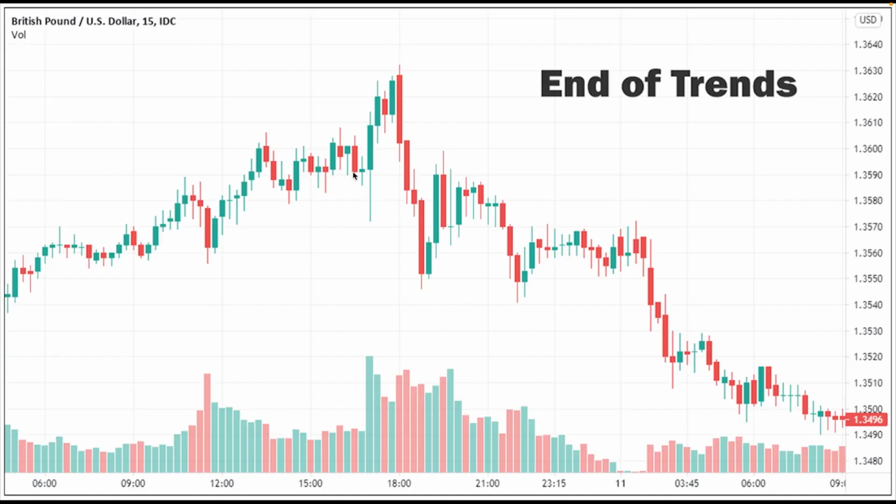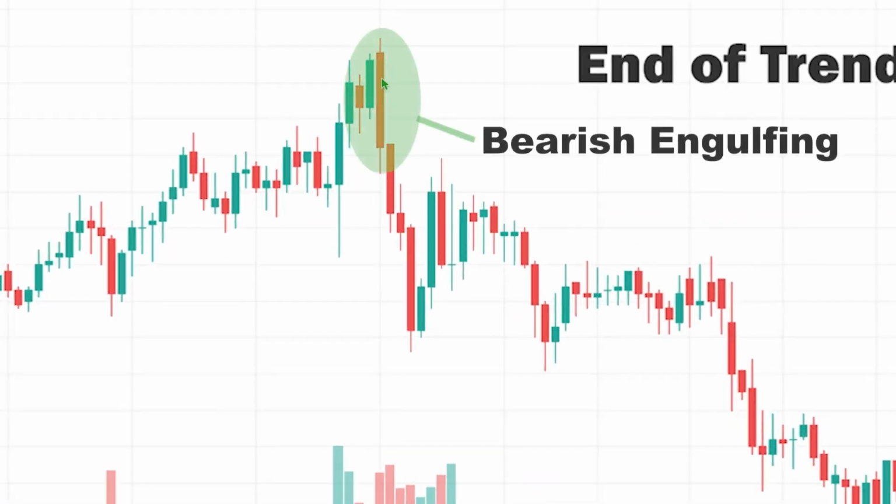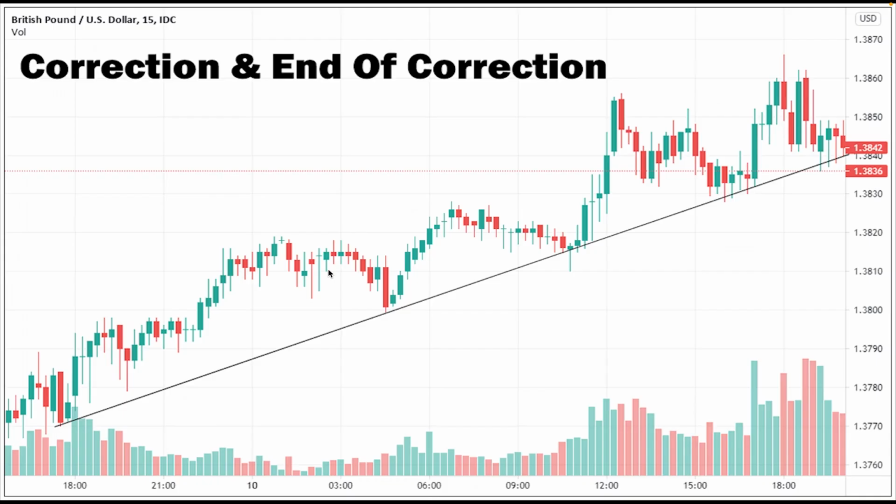Or another example, here on this chart you can see that the market is in an uptrend, and here we have a bearish engulfing pattern, and you can see that after that we had an instant reversal and the market turned to a downtrend. The third use case of candlestick patterns is identifying corrections and end of corrections.